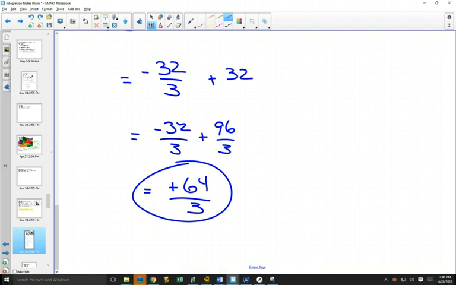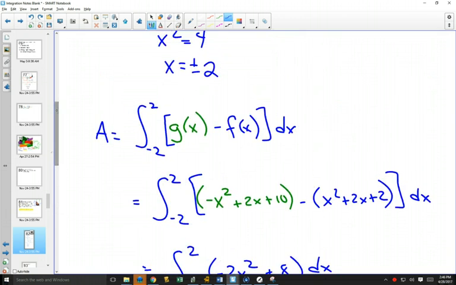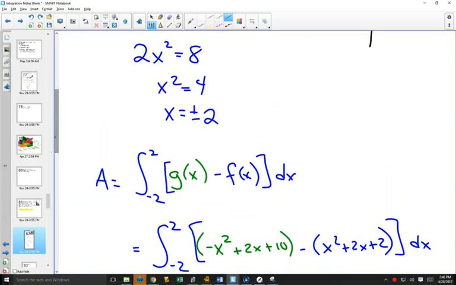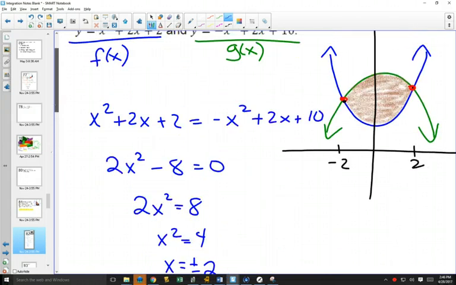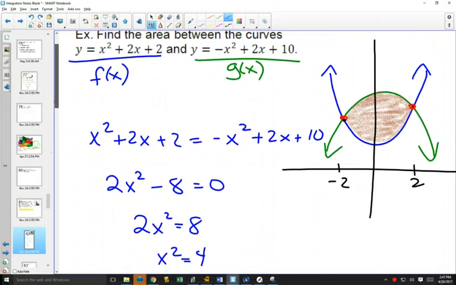If you happened to do all the work and your area in the end was negative, chances are at this step where I have it color-coded, see how I needed to do g of x minus f of x, because if we looked at our picture, we can see that the green graph was the one on the top and the blue graph was the one on the bottom. So it's always the top graph minus the bottom graph in order to get that positive area in between.